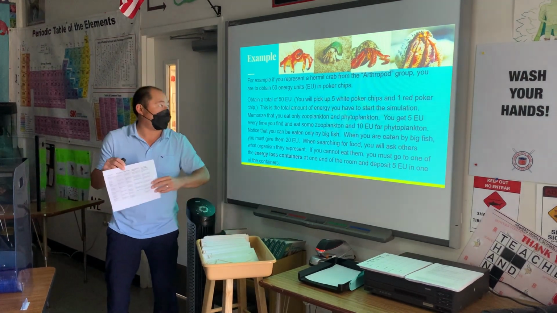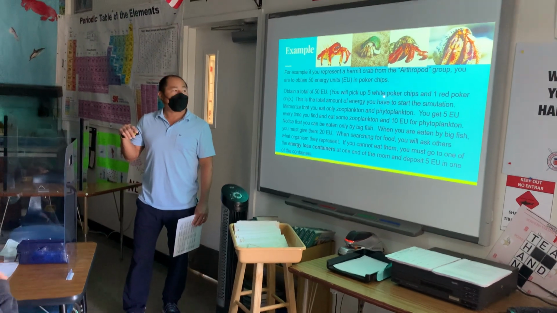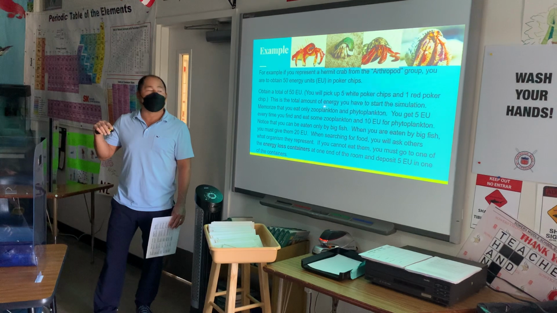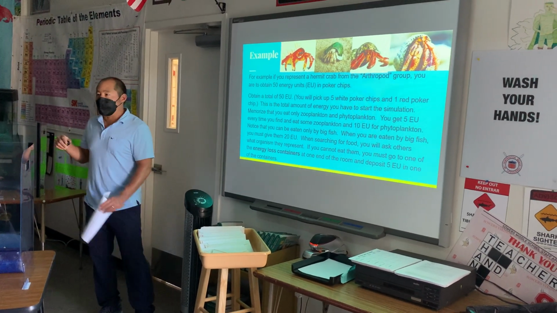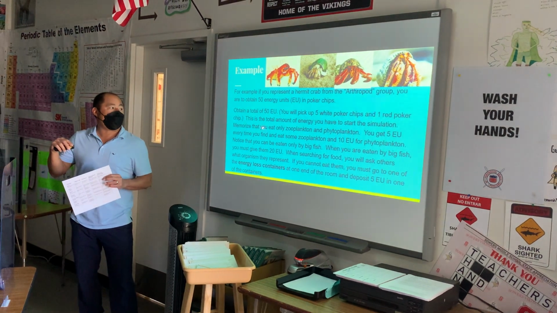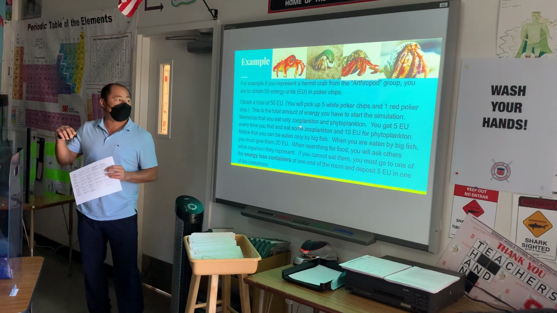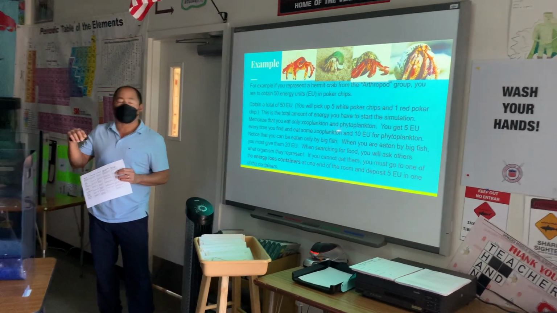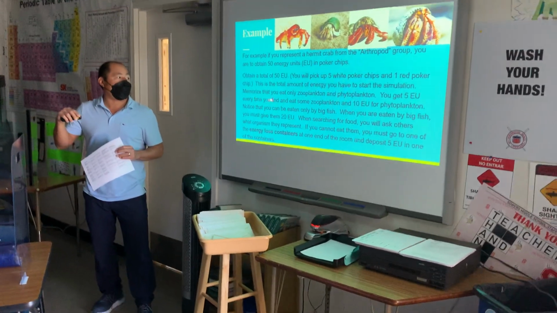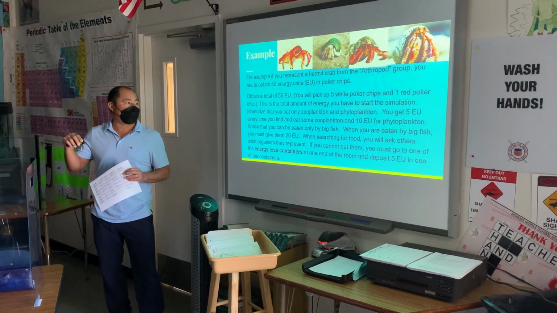Okay, 50 energy units. That would be 5 white poker chips and 1 red poker chip. This is the total amount of energy you have to start the simulation. Again, looking at the chart, you're going to memorize that you eat only zooplankton and phytoplankton. Zooplankton is animal plankton, phytoplankton is like plant plankton. You get 5 energy units every time you find and eat some zooplankton, and 10 energy units for phytoplankton.